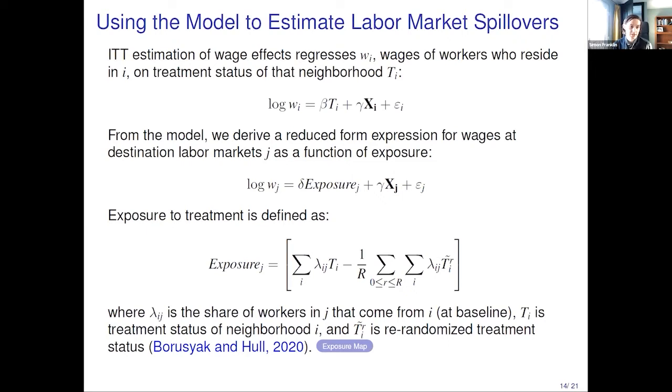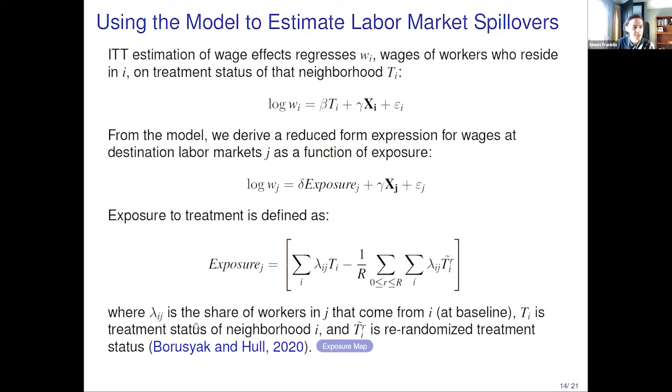And exposure is going to be defined in terms of how many workers who are coming into that neighborhood from outside are no longer doing so because they are treated, because they are now in the program and therefore reducing their labor supply to that location. Okay, and so this tells us that both treated and untreated locations can be affected by the program because they can both have had workers coming in or out who may no longer be doing it.